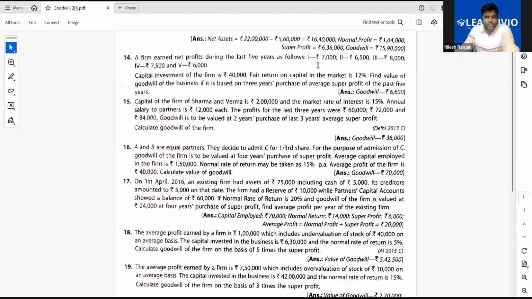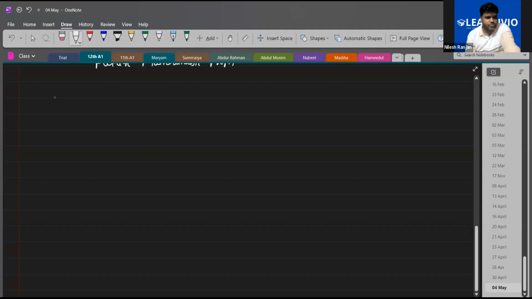You have to calculate the average of all this. The average profit will be 7,000. And on the basis of this, the return will be 4,800. So 2,200. Yes, it is very simple, but let me solve it so that it will be clear.